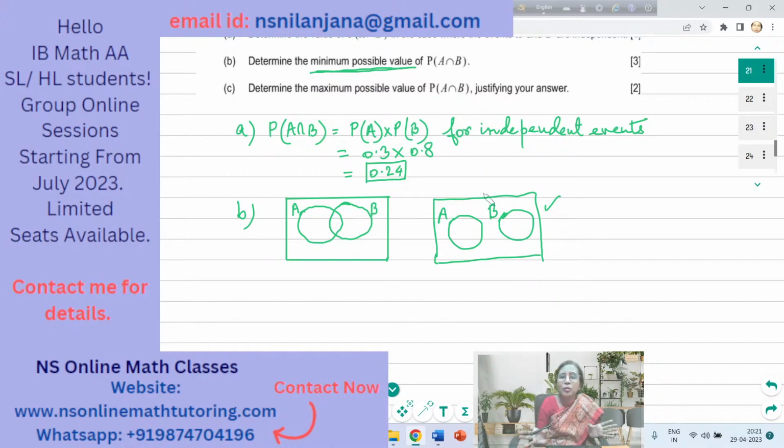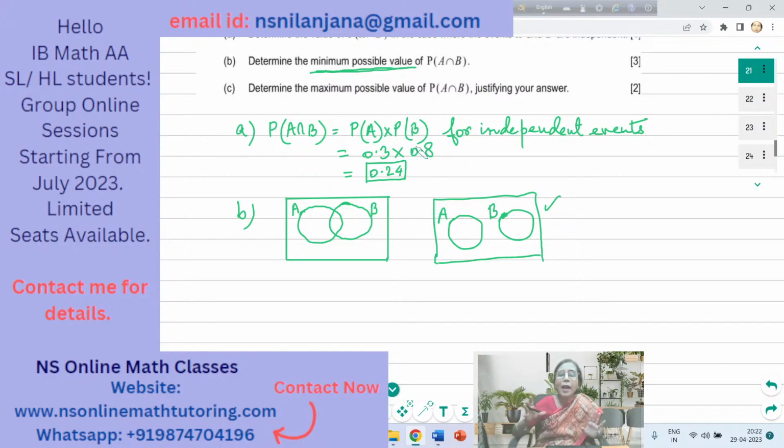So P of A intersection B is equal to 0, but we are seeing that it is not. We are having P of A intersection B equal to 0.24, provided P of A is equal to 0.3 and P of B is equal to 0.8. But if they are saying the minimum possible value, if P of A is having 0.3 value and P of B is having 0.8 value, there is no scope of minimum or maximum possible value of P of A intersection B. It will be having the same value 0.24 and nothing else.